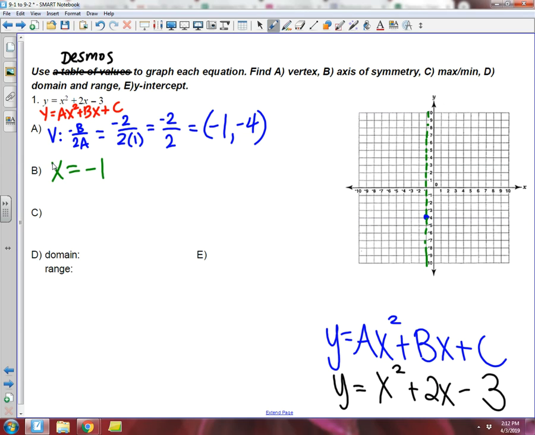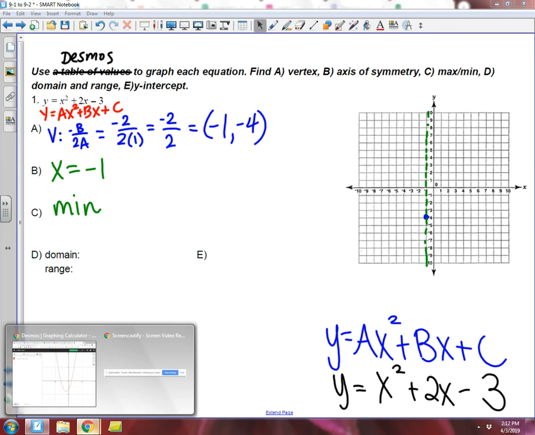Okay, what does letter C ask you? Max or min? Does this thing have a max or a min? It has a min. It had a lowest point, so that's all I'm going to put there. Okay, now I'm asking for domain and range.